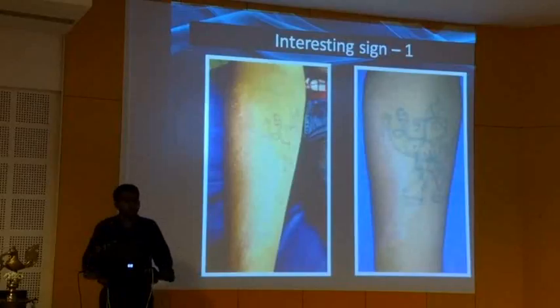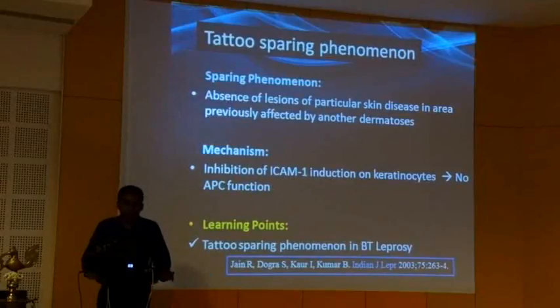In addition, we also saw two very interesting signs in our patients. The first one being in a case of BT Hansen's with type 1 lepra reaction. As you can see, there is an erythematous plaque on the right forearm adjacent to the tattoo of Lord Hanuman. On close observation, you can notice that the infiltrated border of this plaque does not cross the tattoo. Thus, the area of the tattoo is spared. Sparing phenomenon is the absence of lesions of a particular skin disease in an area previously affected by another dermatosis, the mechanism being inhibition of ICAM1 induction in keratinocytes, making it lose its antigen-presenting property. Tattoo sparing phenomenon in leprosy is thought to share the same phenomenon.